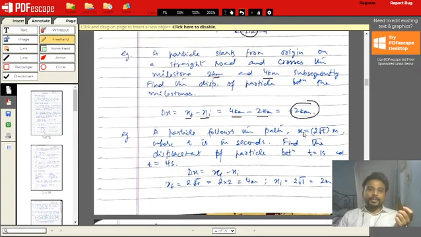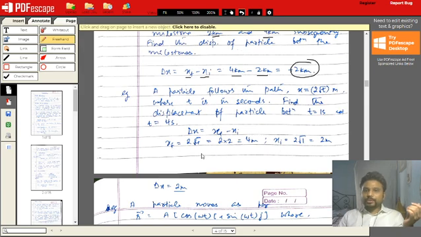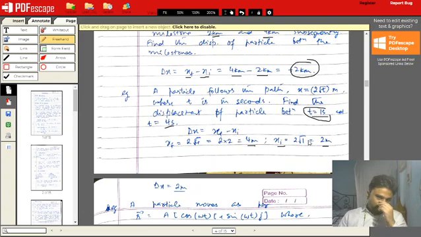A particle follows the path x equal to 2 root t meters, where t is in seconds. Find the displacement of the particle between 1 second and 4 seconds. Here the position of the particle is given as an equation in terms of time, so we substitute values of t to get different positions. The final position is obtained by putting t equal to 4, so we get x final equal to 4 meters. When we put t equal to 1 second, which is the initial time, we get x initial equal to 2 meters. The displacement is simply 4 minus 2, that is plus 2 meters.